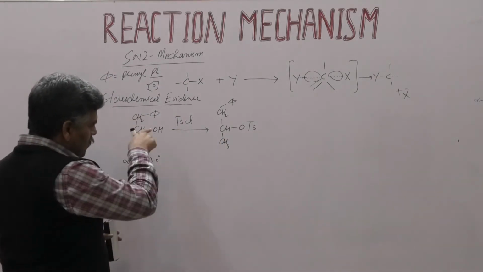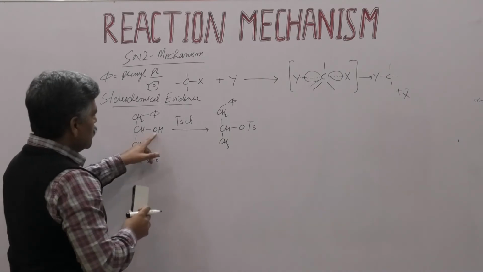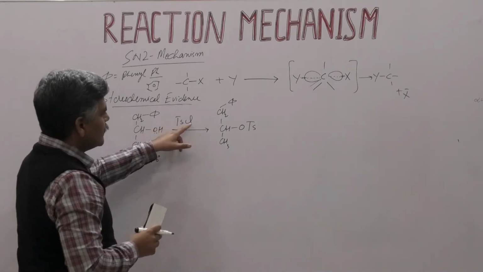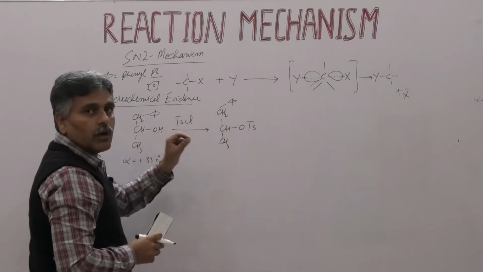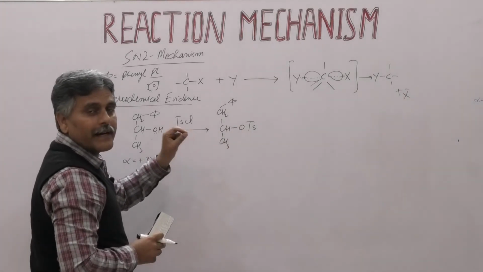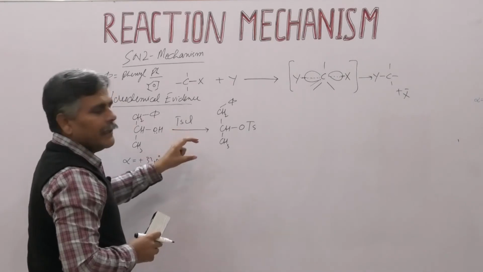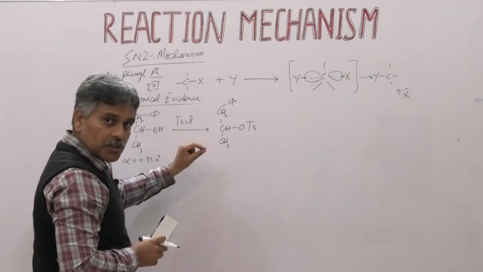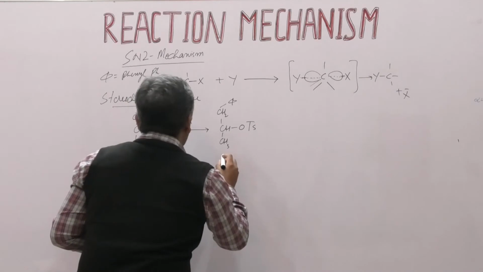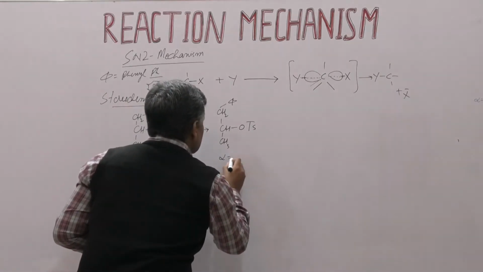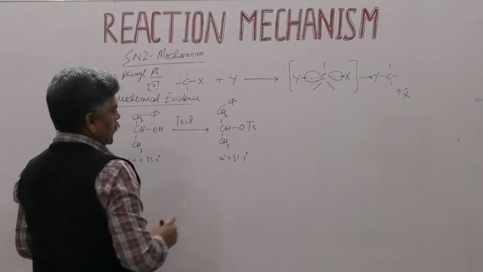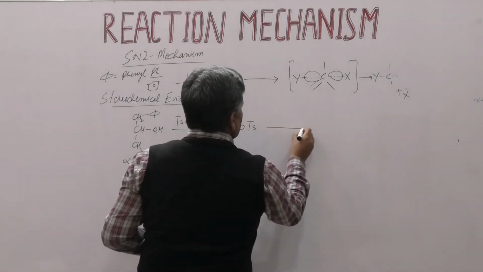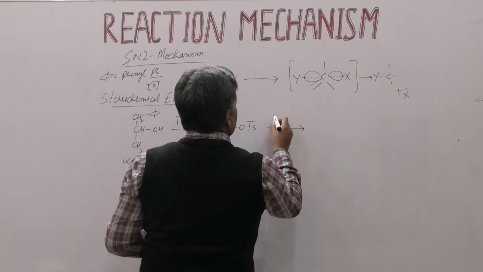So it means this is a reaction in which oxygen attacks at this tosyl group and replaces the Cl, and here we have a tosylate ester. It never involves the attack of any nucleophile at the chiral carbon. So that's why retention of configuration is observed. So it means the angle of rotation for this is equal to 31.1 degree.